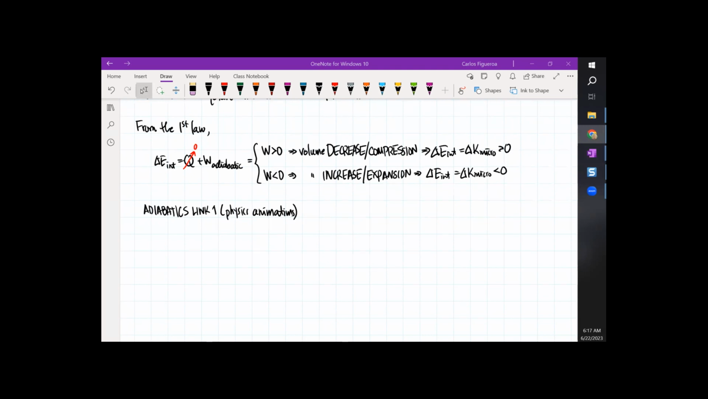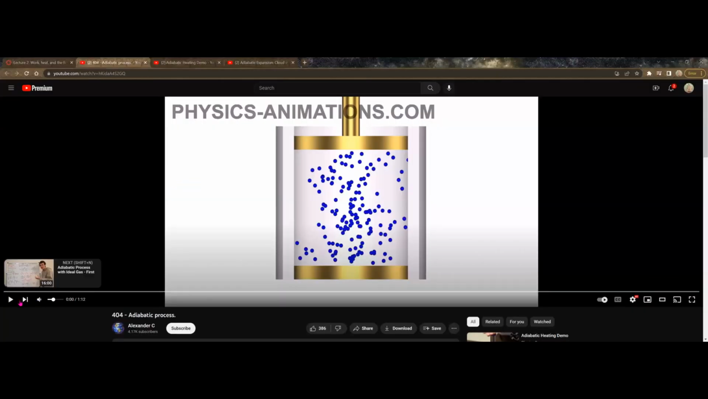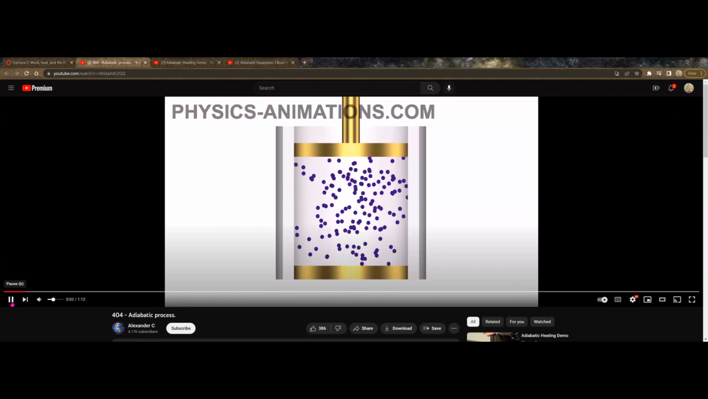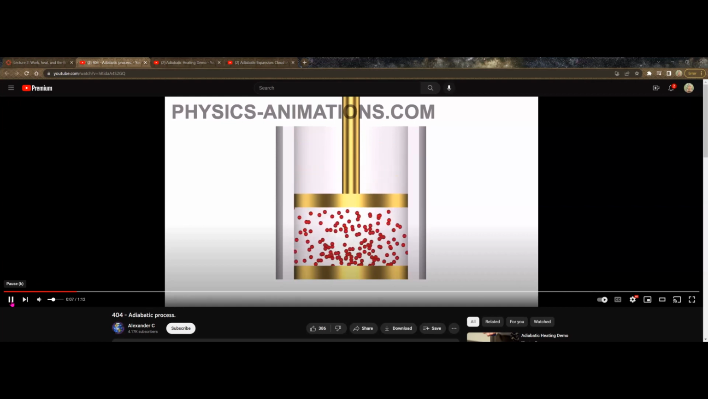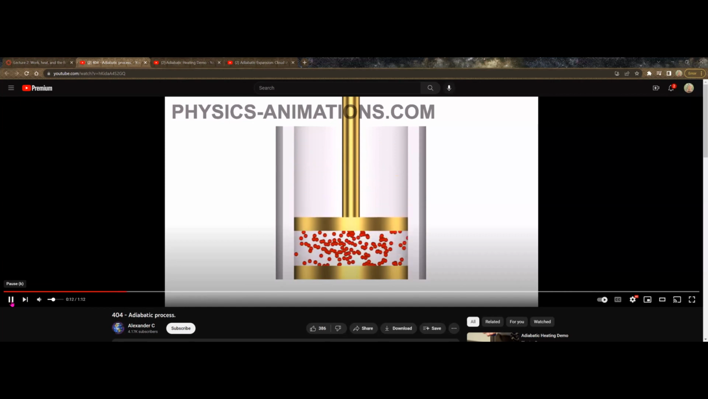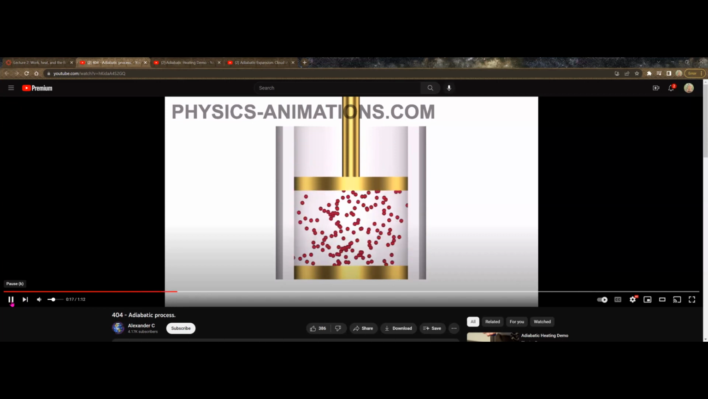Here it is. If you look at this, let's just play this for a little bit. You can see here right now that the blue indicates that the particles are moving slow. But as the compression occurs, you can see that the particles are moving faster. And that's because there's work being done by the piston head. Now we go from faster particles to slower particles because the gas particles are actually doing the collisions here.